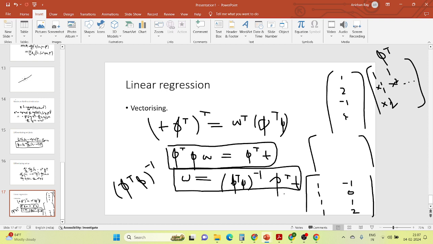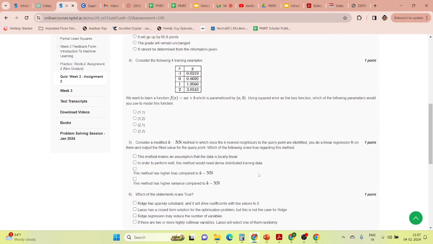How have you written, sir, 1 minus 1, 1, 0? As you can see here, I have defined phi transpose during the derivation as 1 x1, 1 x2, 1. The superscript denotes the first training example, then second, then third, then fourth. So here we have to take the transpose. This is phi transpose, and this is phi, and t will be the vector of the y values. Then multiply, you will get the answer like that.